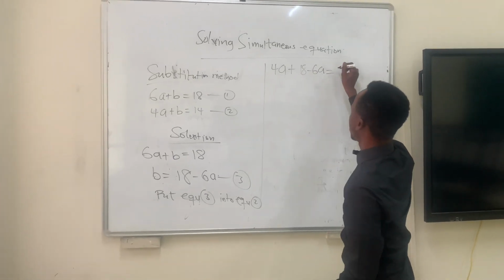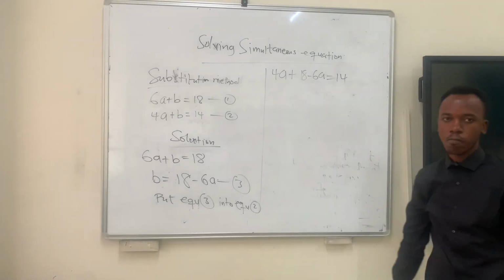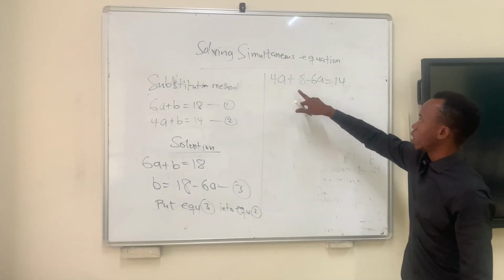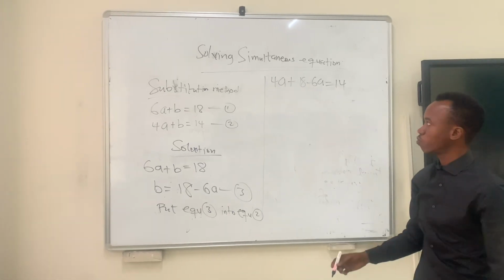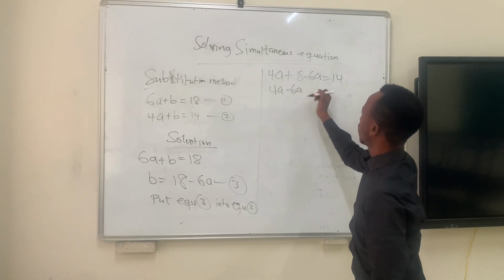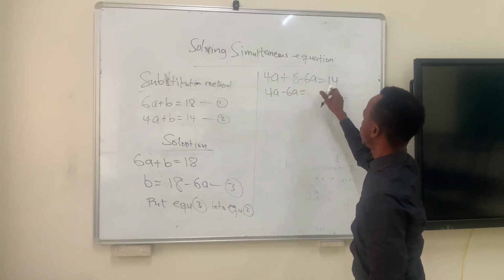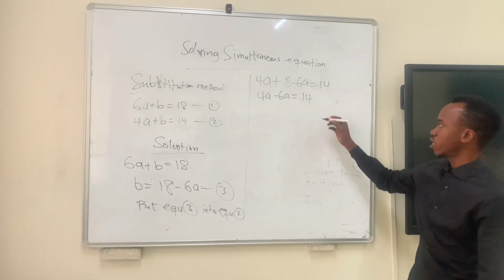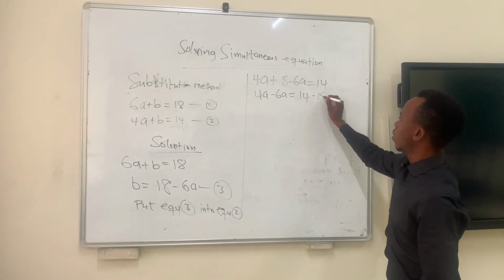Then that should be equal to 14. Our goal is to find a. Now we have 4a and we have 6a, so let's group like terms. We have 4a minus 6a, and this is equal to 14. The 18 is positive, so if we cross the equal sign, it becomes negative. So we have negative 18.